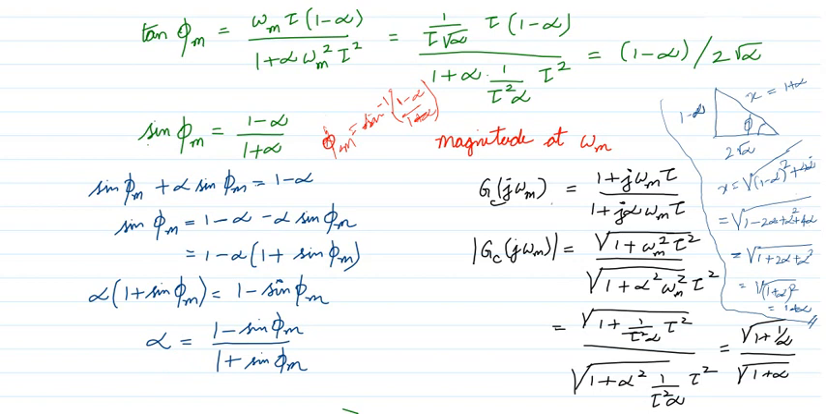Next, if you want to find the magnitude at omega m, now we have found the phase angle phi m. What is the magnitude at omega m? This is the magnitude expression, the general form. At omega m, what is the frequency? 1 by tau square root of alpha. I put those things in and solve, and I get this expression, right? So I go to the next slide.